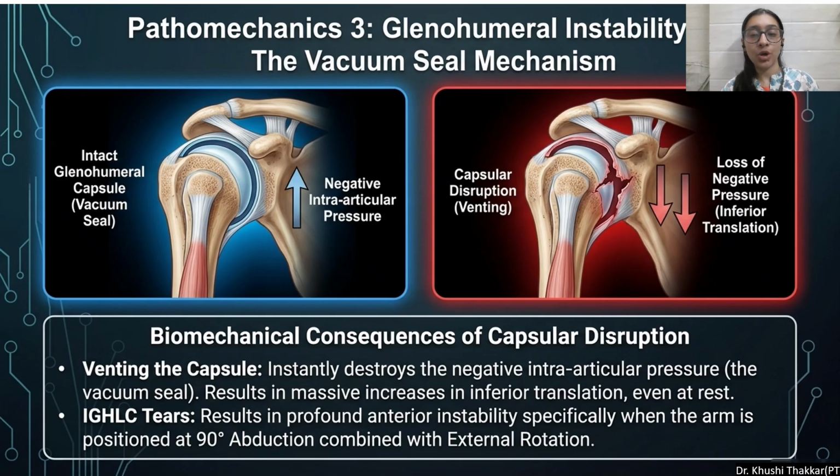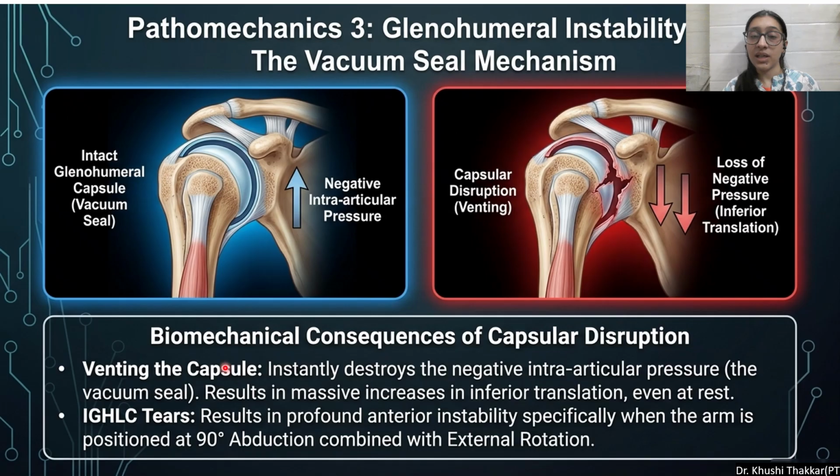Pathomechanics 3, that is glenohumeral instability and the vacuum seal mechanism. We know that the glenoid capsule and the labrum hold the head of the humerus in the glenoid fossa via the negative intra-articular pressure created. Now, if this capsule is disrupted due to dislocation or any tears in the capsule or the labrum, there will be loss of the negative pressure. Now, this pressure was giving stabilization, acting as a static stabilizer and preventing inferior translation of the head of humerus. Loss of the stabilization will cause inferior translation of the humerus down from the glenoid fossa cavity.